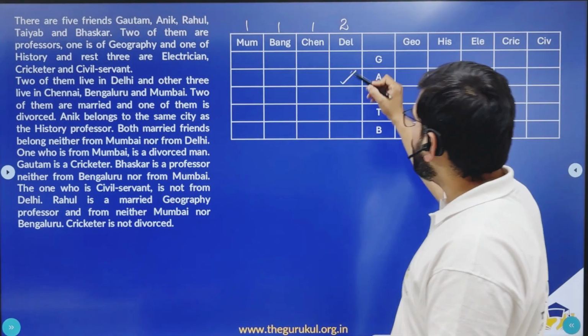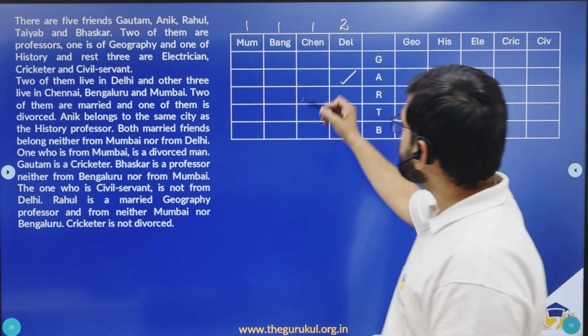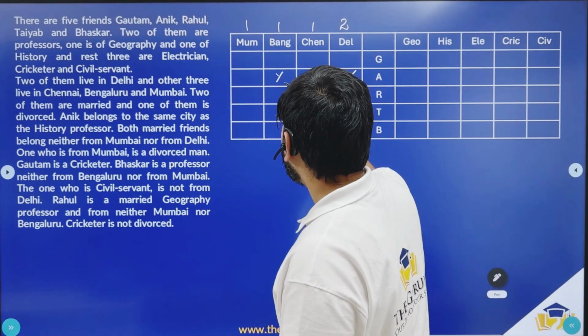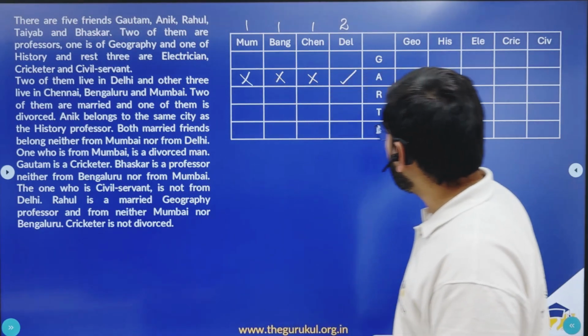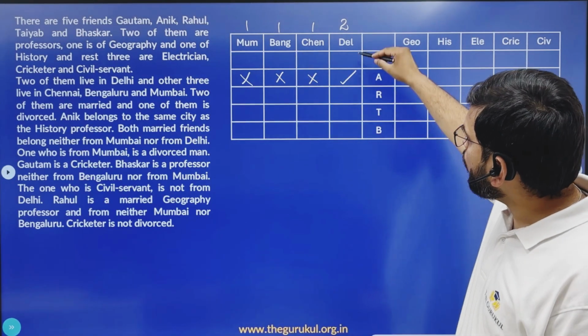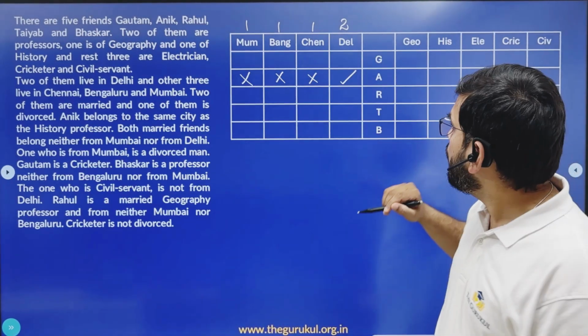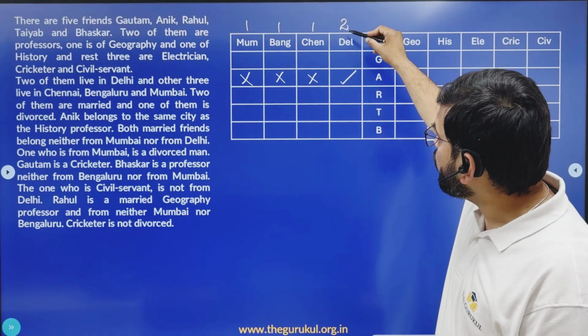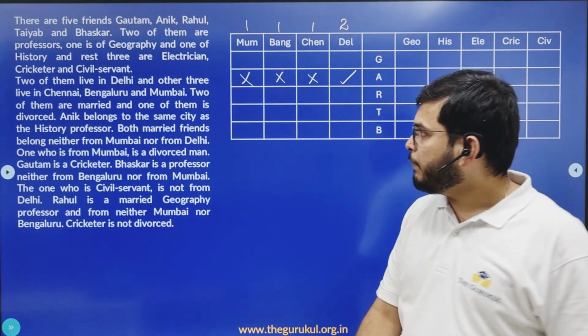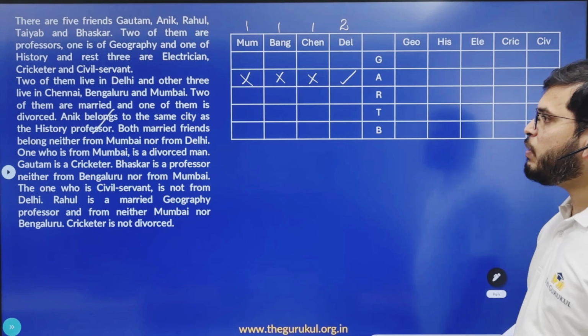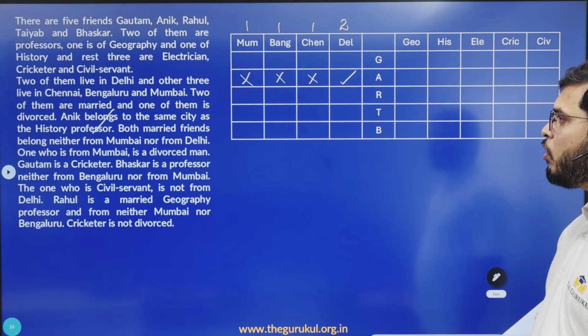Now A belongs to the same city as a history professor. So A should be from Delhi. Done. So if A is from Delhi, you cannot have A belonging to any other city. Now we cannot keep crosses in the remaining four cells, right? Because you need to have one more tick here because you have two persons belonging to Delhi. Done. Both married friends belong neither from Mumbai nor from Delhi.